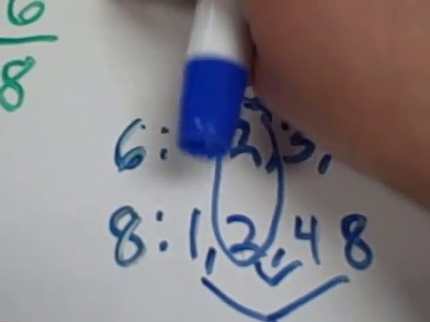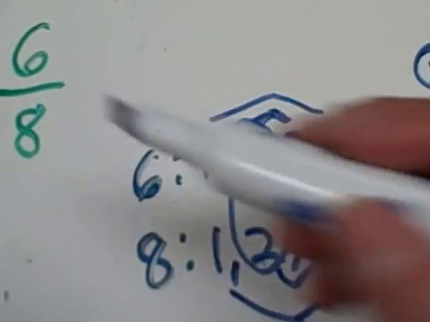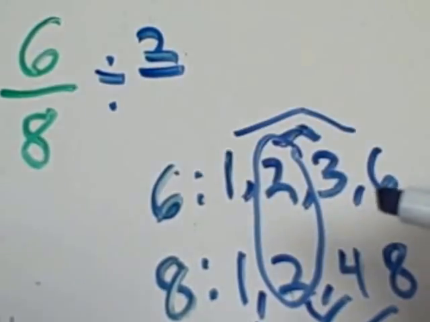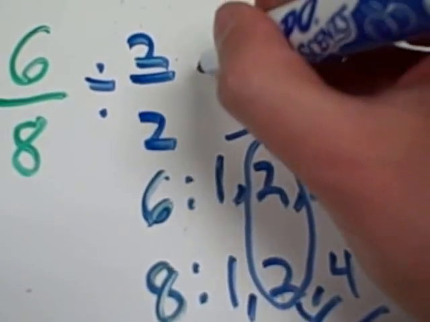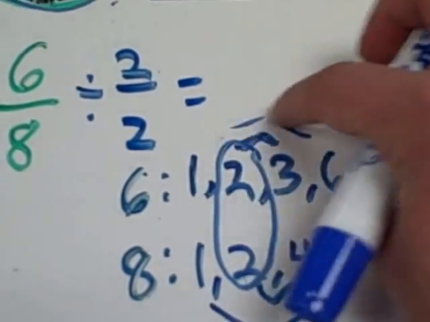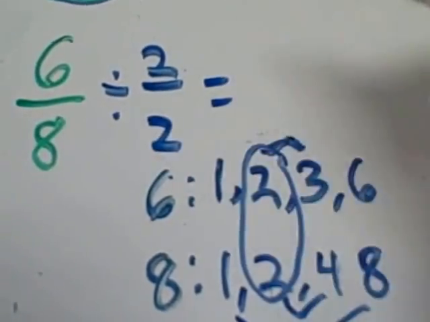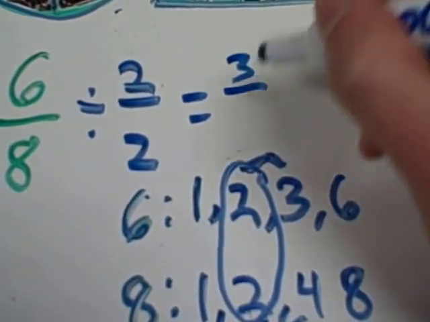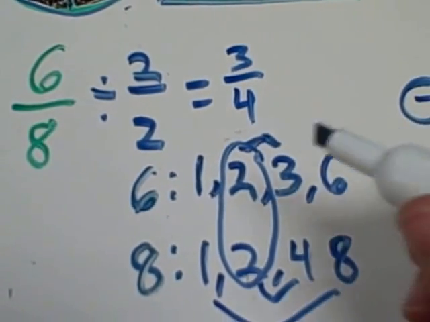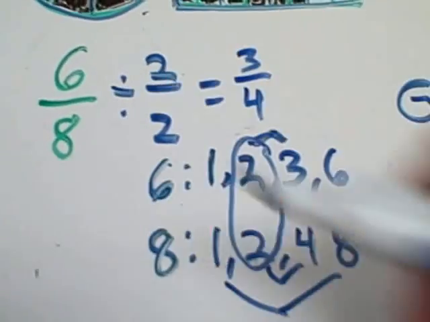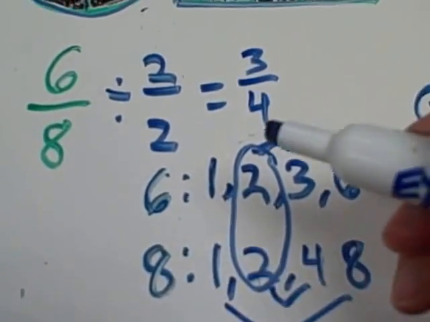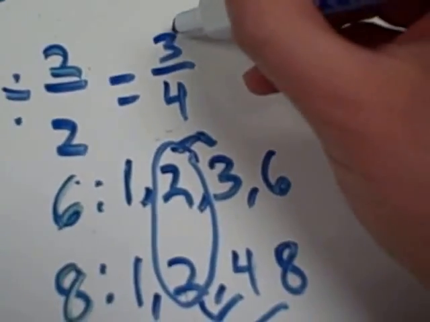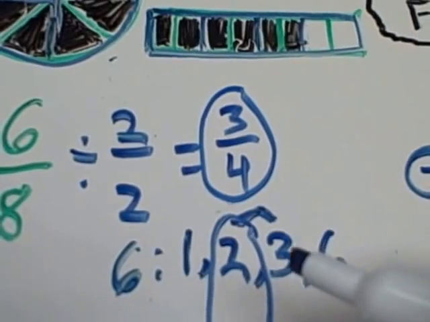So let's try it. I'm going to divide 6/8 by 2/2. I'm going to divide the 6 by 2, and I'm going to divide the 8 by 2. Well, lo and behold, what am I going to get here? 6 divided by 2 is 3, and 8 divided by 2 is 4. So if you can find the greatest common factor of both of these numbers, you can change the fraction so that it's equivalent, but it's in simplest form. You can't make it any simpler than 3/4.